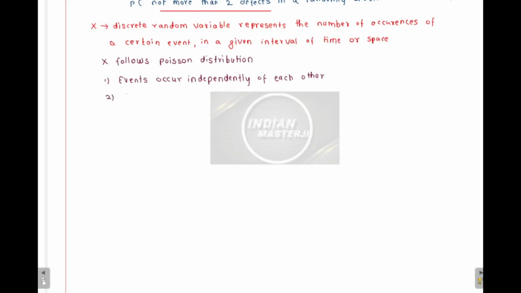The second condition is that events occur randomly, occur at random. Then the third condition is that the average rate of occurrence is constant. Average or mean rate, this is very, very important. The mean rate of occurrence is constant.